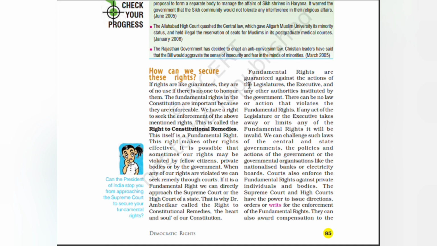Fundamental rights are guaranteed against the actions of the legislature, executive, and any other authorities instituted by the government. There can be no law, function, or action that violates the fundamental rights. If any act of the legislature or executive takes away or limits any one of the fundamental rights, it will be invalid. We can challenge such laws of the central and state governments, the policies and actions of the government, or governmental organizations like a nationalized bank or electricity board.